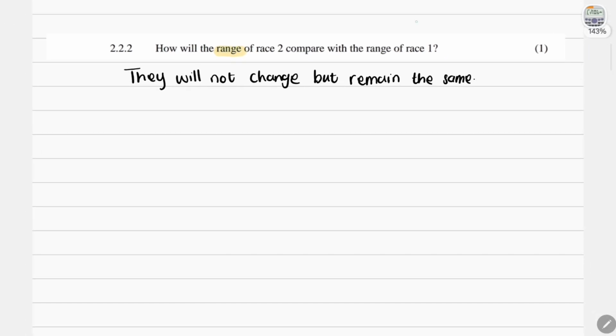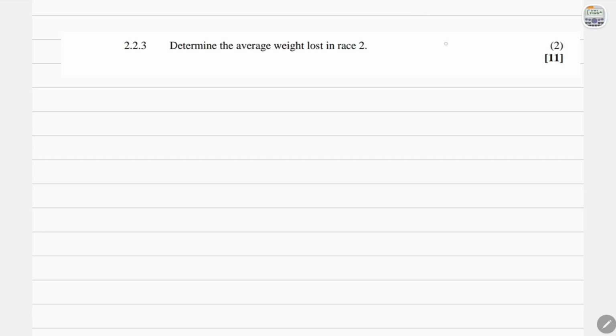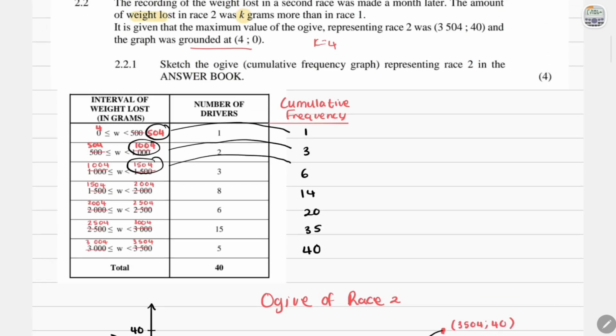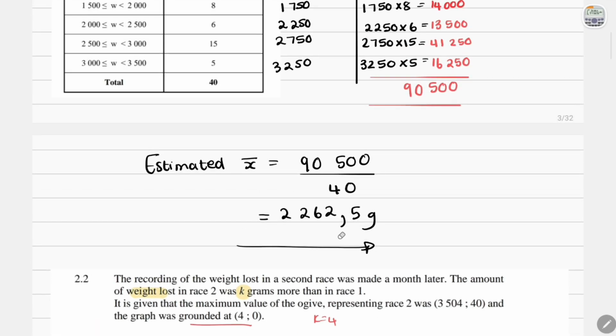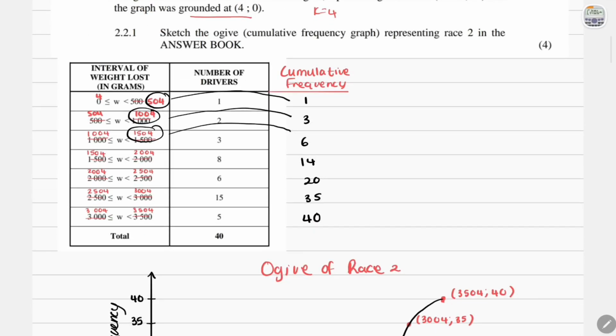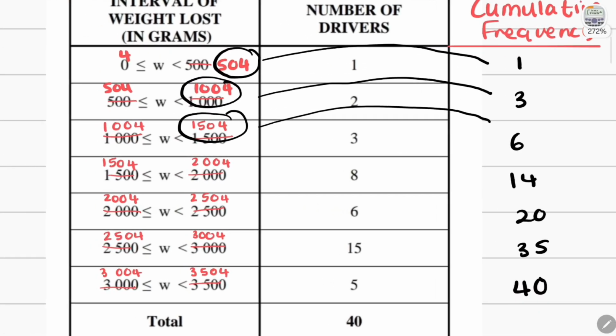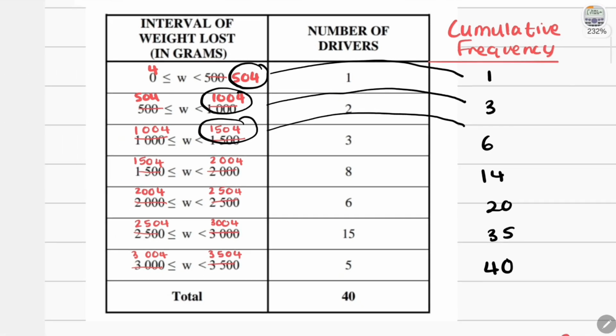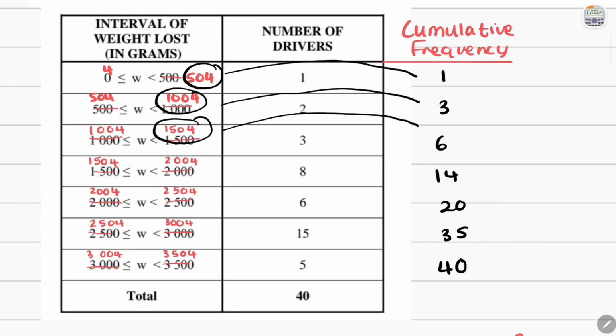Moving on to the next question. Question 2.2.3 says, determine the average weight loss in race 2. Expected, because they asked you for the range, so they just want to see if you know what changed. In race 1, we already found the average. In race 2, what changed? You see that in all the weights, 4 grams was added. It's 4 grams across everything, 4 grams here, 4 grams everywhere. So if you found the average of what was added, it would be exactly 4 grams.